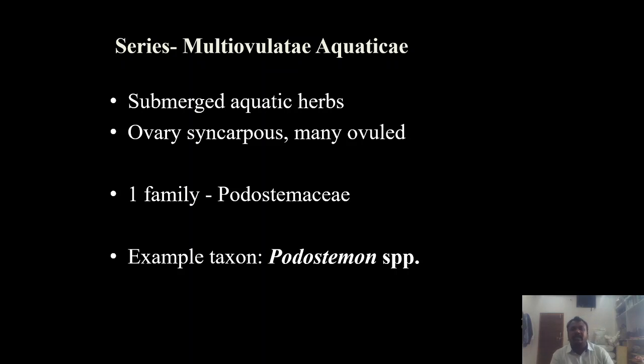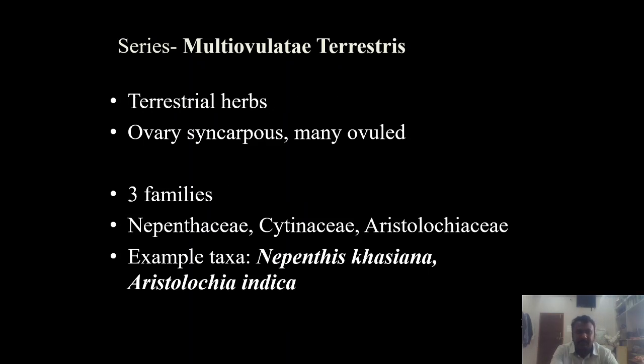Series Multiovulatae Aquaticae. Here the submerged aquatic herbs are present. Ovary syncarpous and many ovulate. Only one family, Podostemaceae, which is a very small family. The plants are also very minute. Example, Podostemon species.